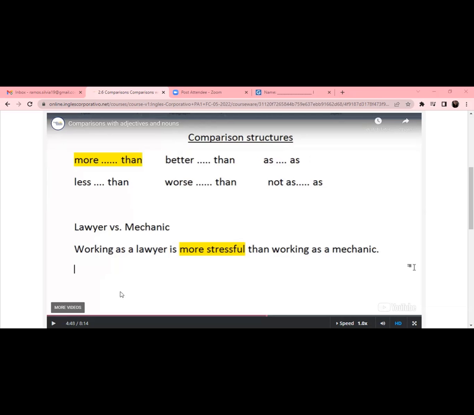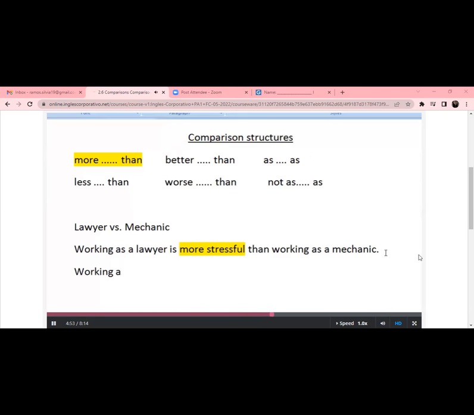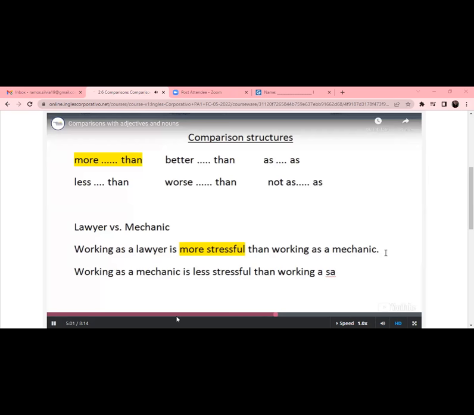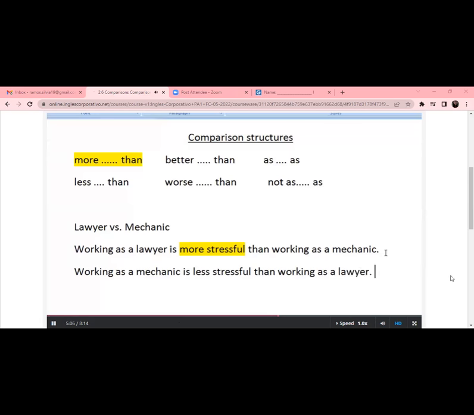That, in essence, is basically the same sentence, right? But it's just in a different way. Working as a mechanic is less stressful than working as a lawyer. There we go. And the reason I did this is because I quickly wanted to point out that we can use either more or we could also use less, right?